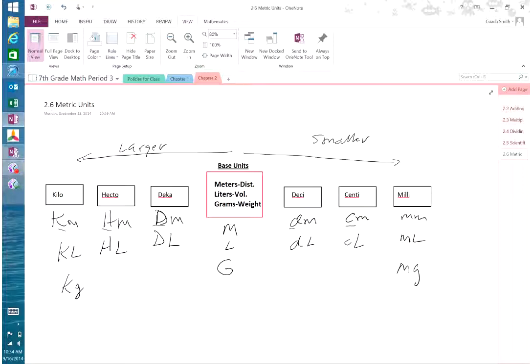All right, the last one is milliliters. Turn to page 82. Milliliters.